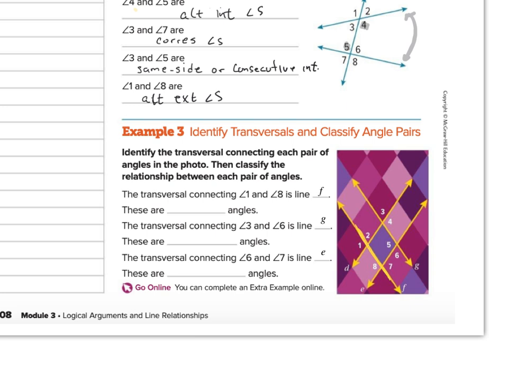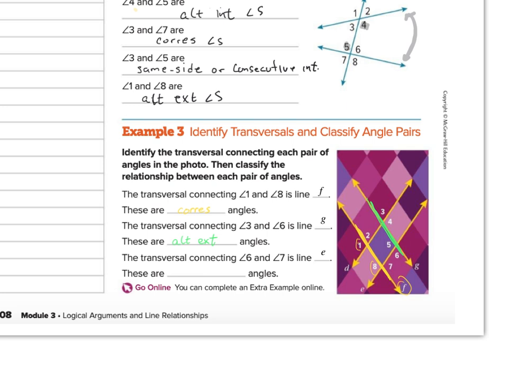They both lie on line F, and 1 and 8 seem to be in the same corresponding location. So they are corresponding angles. Let's see, 3 and 6. 3 and 6 are both on line G, so that would be my transversal. And their relationship would be, they are alternate sides. So we have alternate, and they are outside of the two lines, so that would be alternate exterior angles.